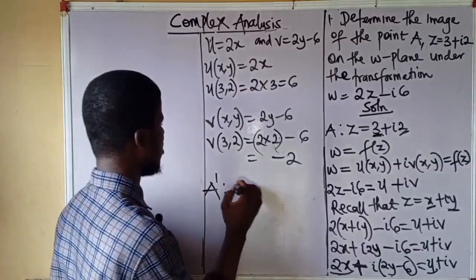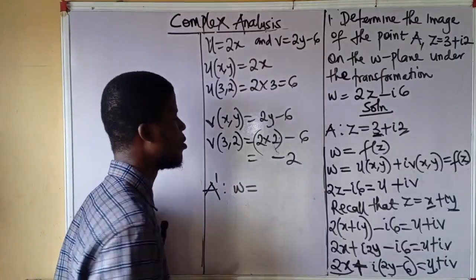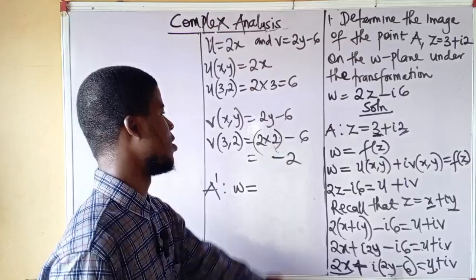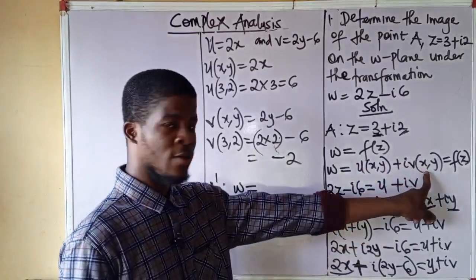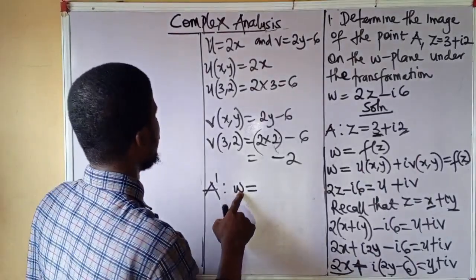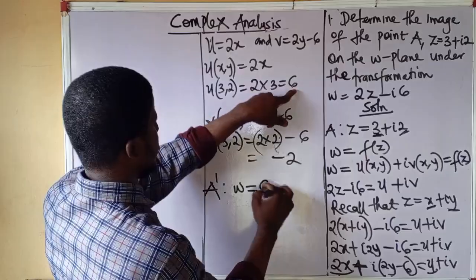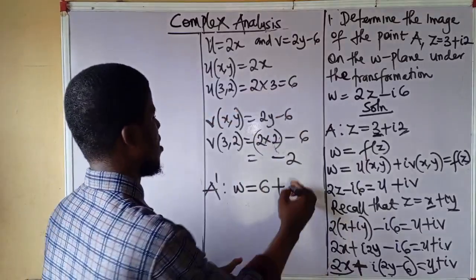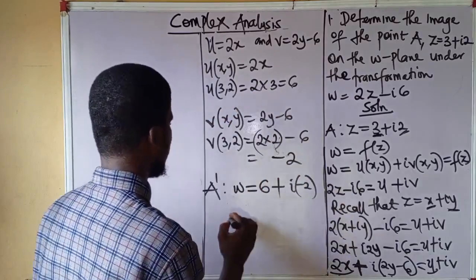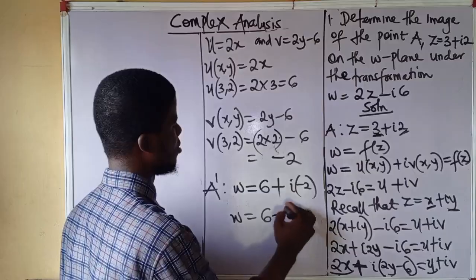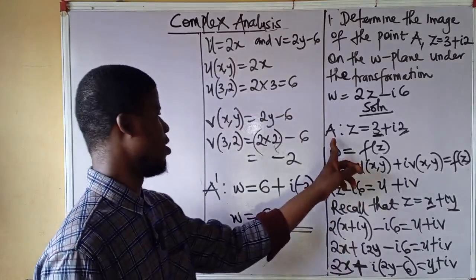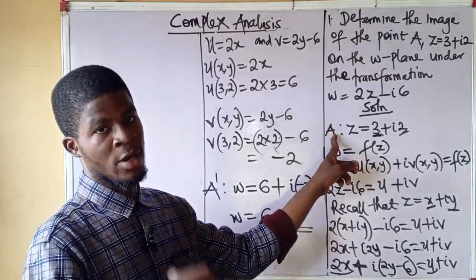So we were having, the image is this, W equal to, W is U plus IV, alright? Z is X plus IY. So U is 6, whilst V is minus 2. So this is simply 6 minus I2. This is the image of A on the W plane.